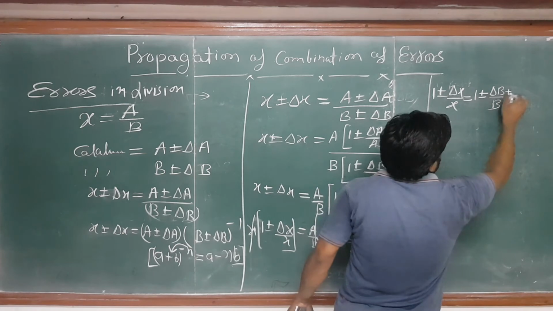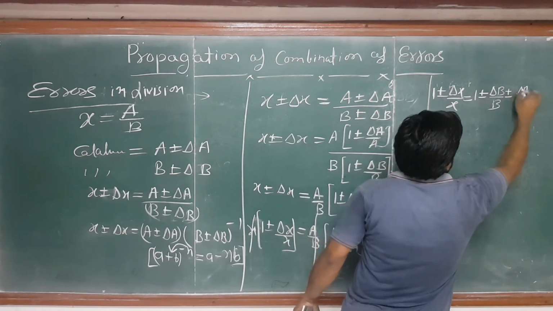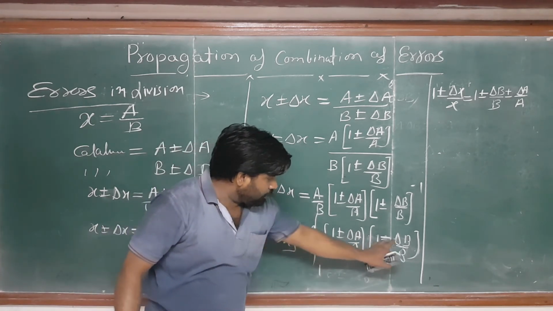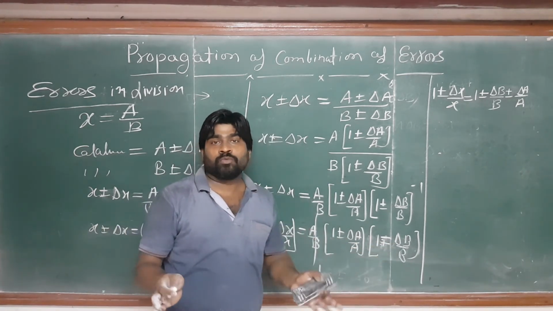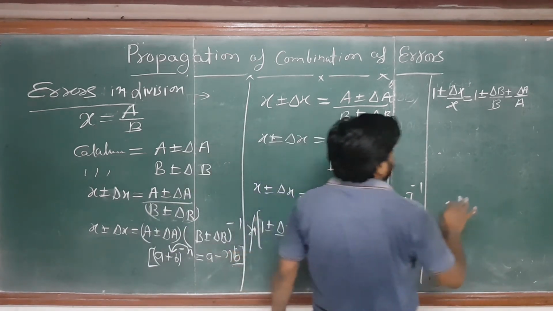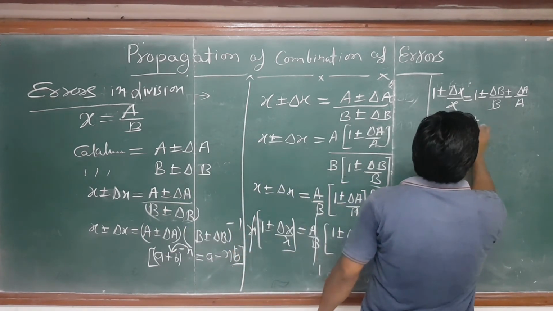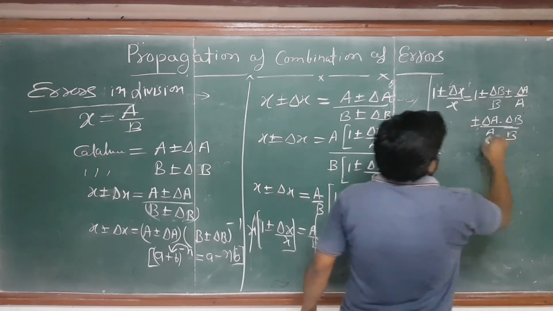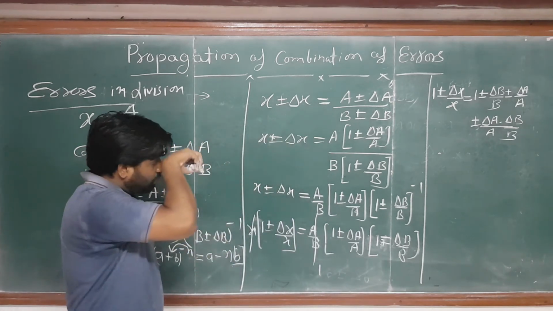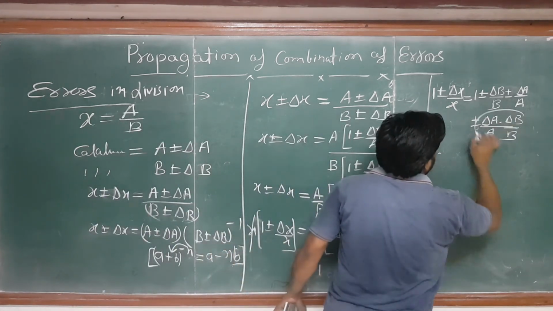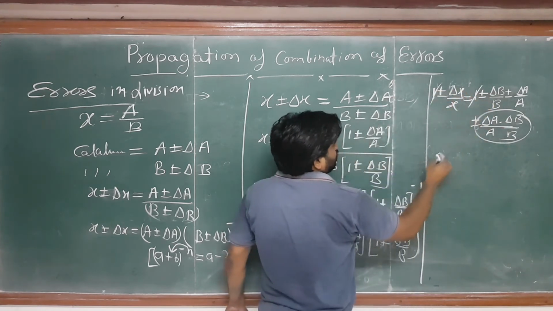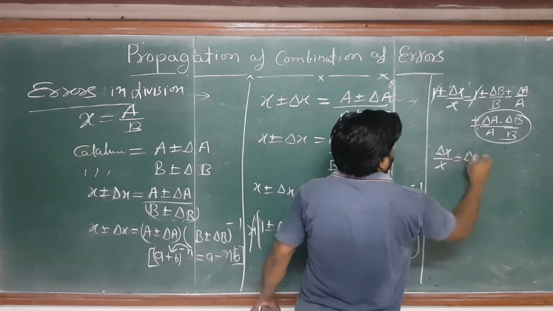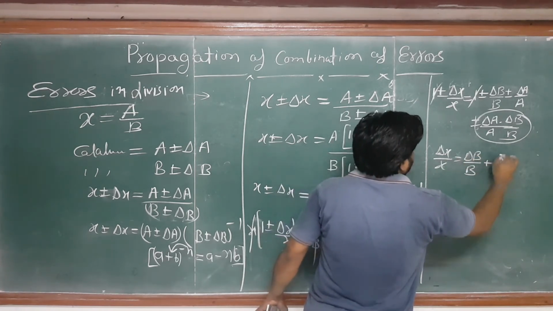So the plus minus comes, it is Δa by a. The product of Δa by a into Δb by b, as I told you, they are very small, just ignore it. I am writing also plus minus Δa by a dot Δb by b. So here Δa and Δb are very small, just ignore it. So I put a circle on it, that means it is ignored. Now 1 and 1 cancel, and the plus minus sign also cancels. Then Δx by x is equal to Δb by b plus Δa by a.